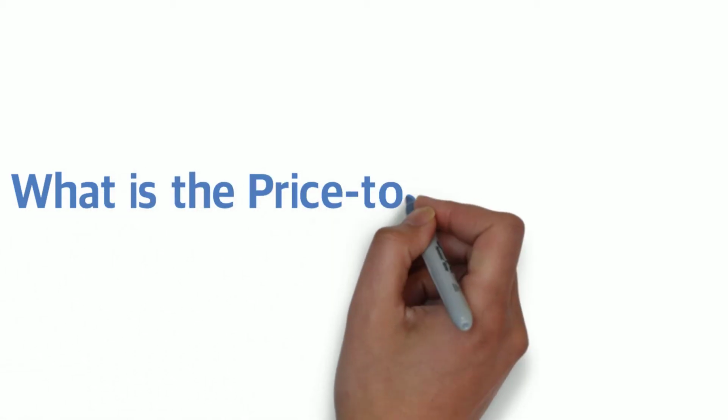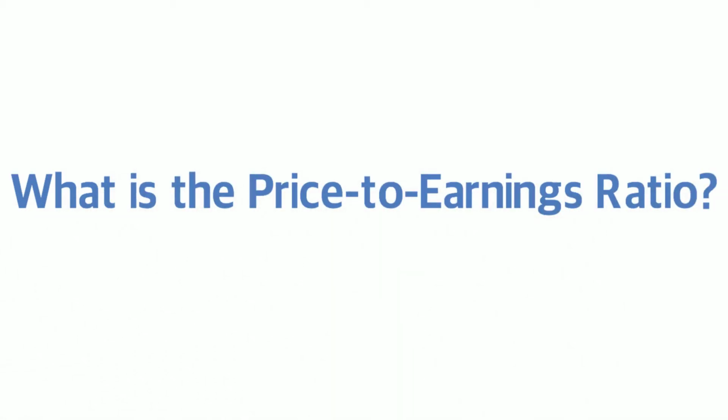What is the price to earnings ratio? The price to earnings ratio, also called the PE ratio, is the ratio for valuing a company that measures its current share price relative to its per share earnings. The price earnings ratio is also sometimes known as the price multiple or the earnings multiple. The PE ratio can be calculated as market value per share divided by the earnings per share.